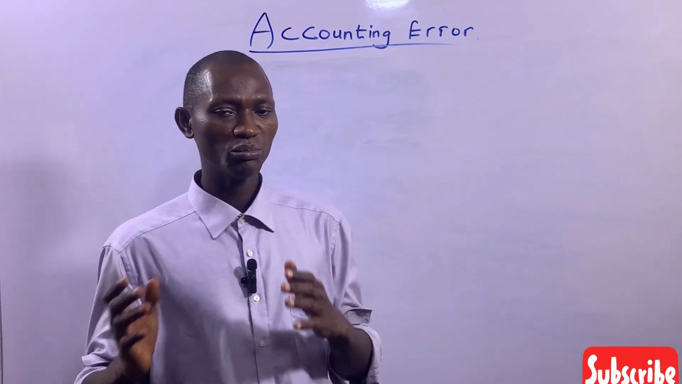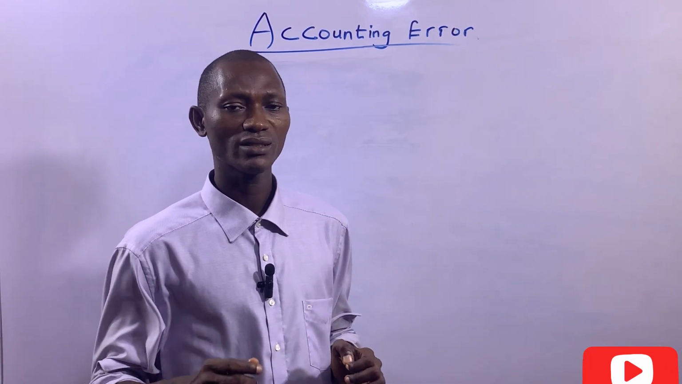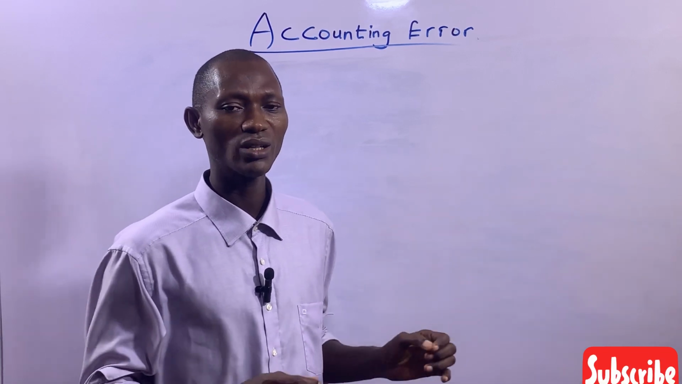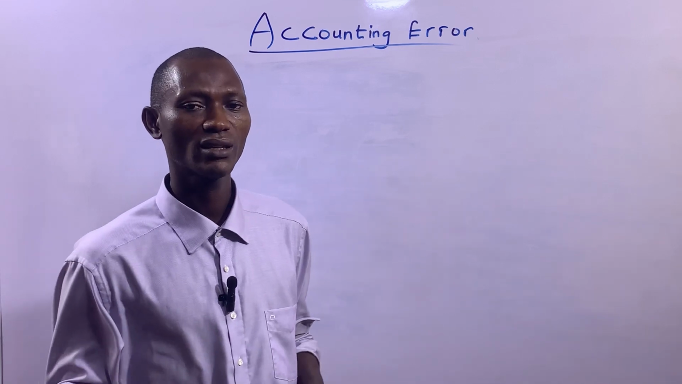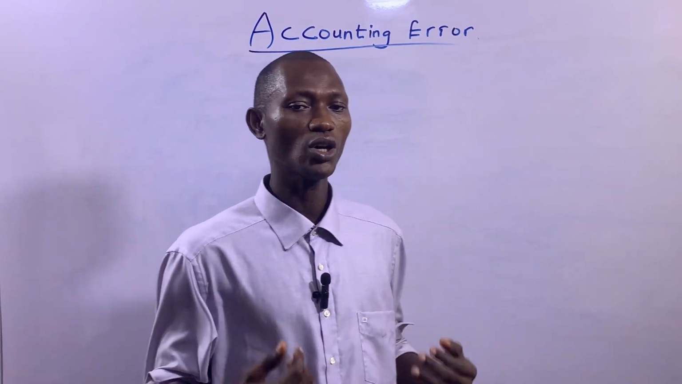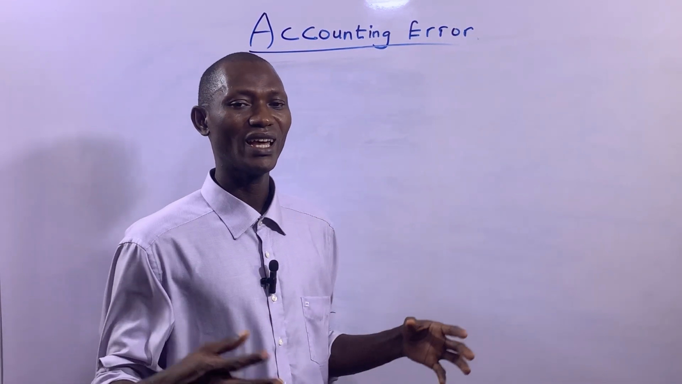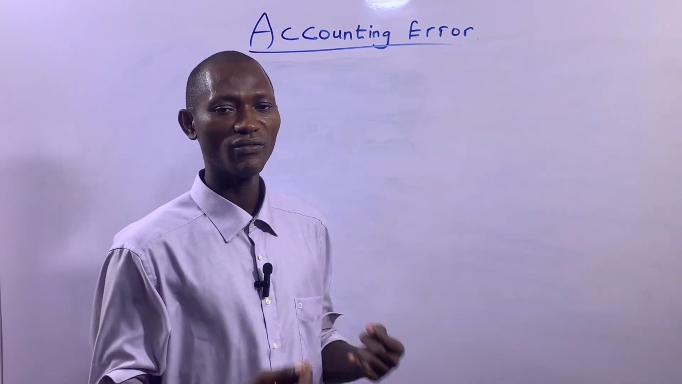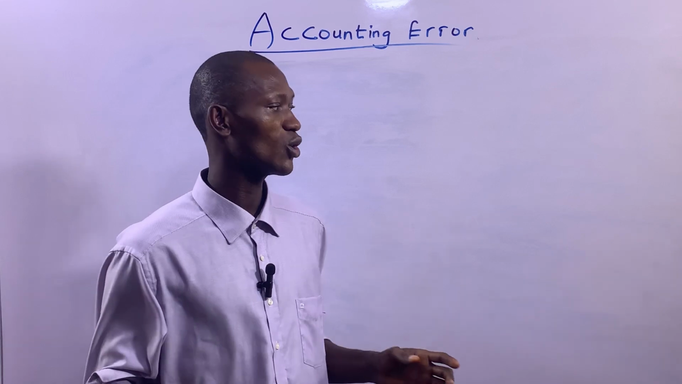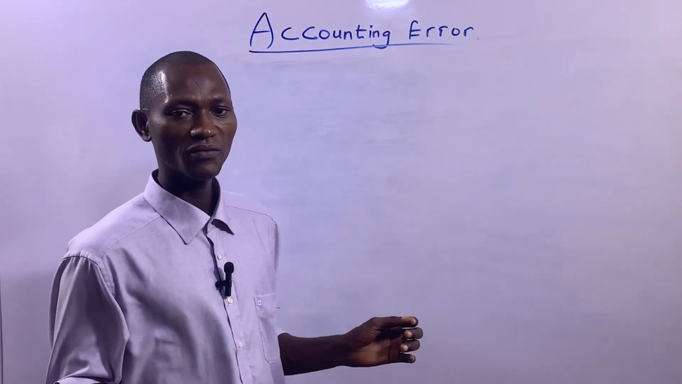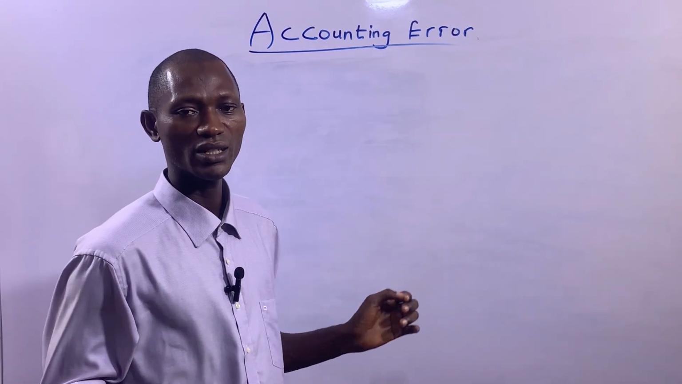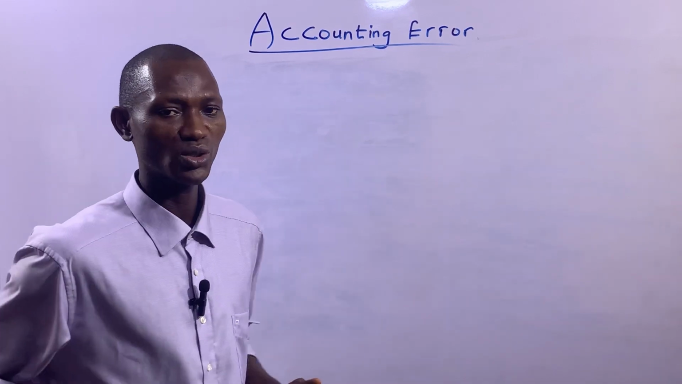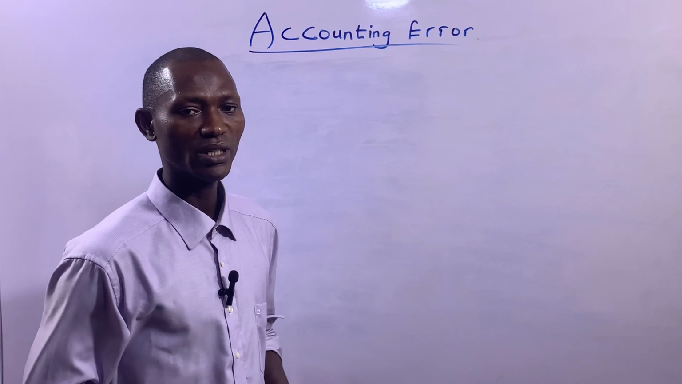On today's episode, we are going to be looking at the continuation of accounting errors. In the previous episode, we looked at errors that will not be disclosed by the trial balance, or errors that will not affect the agreement of the trial balance. Today, we'll be looking at errors that will be disclosed, or that will affect the agreement of the trial balance. First thing first, let me paint a scenario of how that is going to look with respect to errors that affect the agreement of the trial balance.